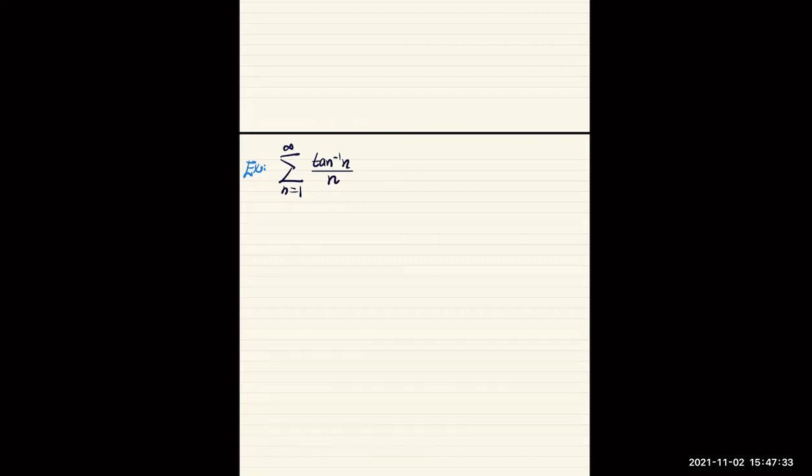We'll do both ways. So for this example, we're going to use the limit comparison test. It's the easiest. If you have the option between the two, just do limit comparison. All right. Tangent inverse function is such a good function because it is asymptotic.